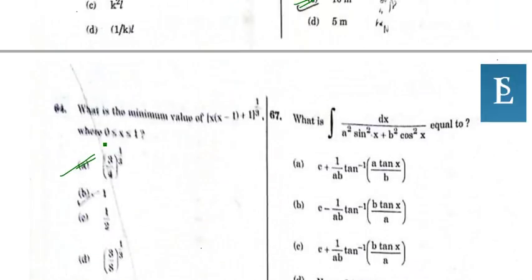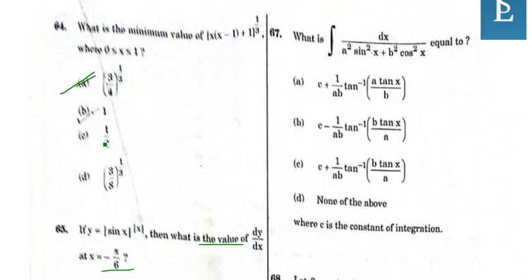Next question is what is integral dx upon a square sin square x plus b square cos square x equal to? So the right answer will be A, 1 upon ab tan inverse a tan x upon b. Next question is the 68th one. Let f(x plus y) equal to a f(x) into f(y) and f(x) equal to 1 plus x g(x) phi(x), where limit x tends to 0 g(x) equal to a and limit x tends to 0 phi(x) equal to b. Then what is f dash x equal to? So solve this question and you will get the result as ab f(x).